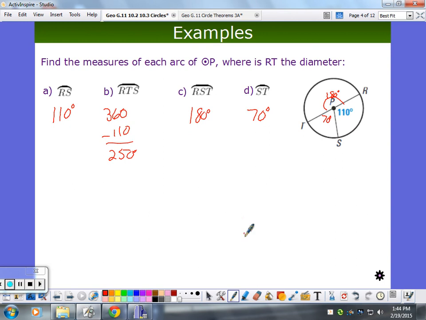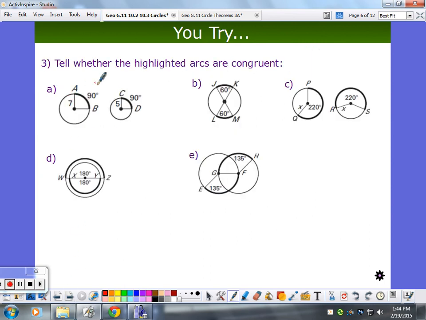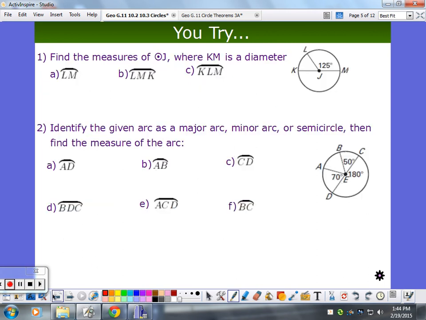So, questions? Because we're already on the Try-Its. There are a couple of parts to the Try-Its. This is kind of like what we just did, find these arc measures. This one you're doing 2 things on number 2. First, decide if it's major, minor, or semicircle, and then find its measure. And then the third thing you're going to be doing is telling whether highlighted arcs are congruent. And I think it actually showed up on the paper pretty well. So just take a couple of minutes and we'll talk about it.